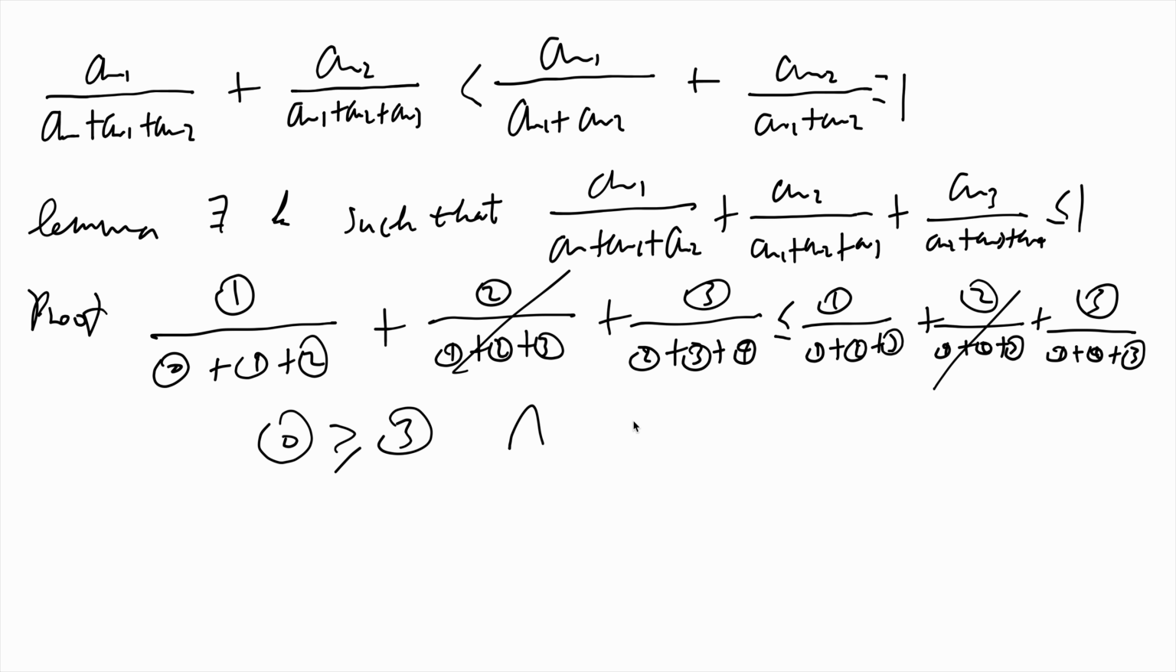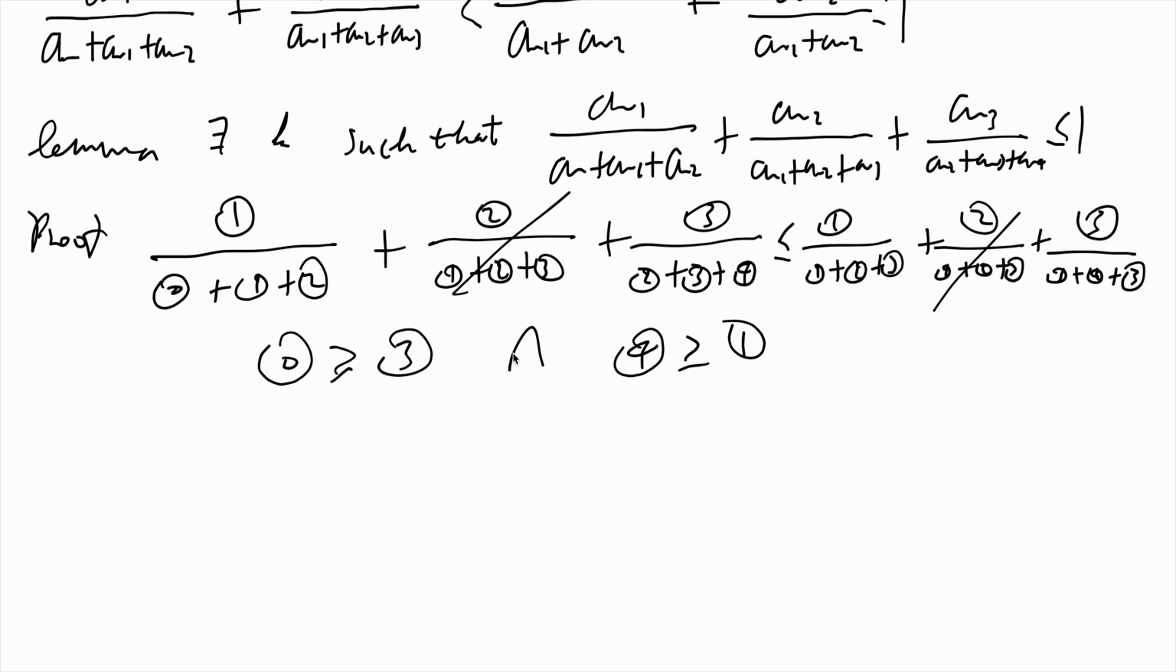And 4 is greater than or equal to 1. This inequality doesn't tell us this right away, but if this is true, then our inequality is true. So it suffices to prove that there exists k such that this is true, then our lemma is true. So let's prove that there exists a k such that they are both true.